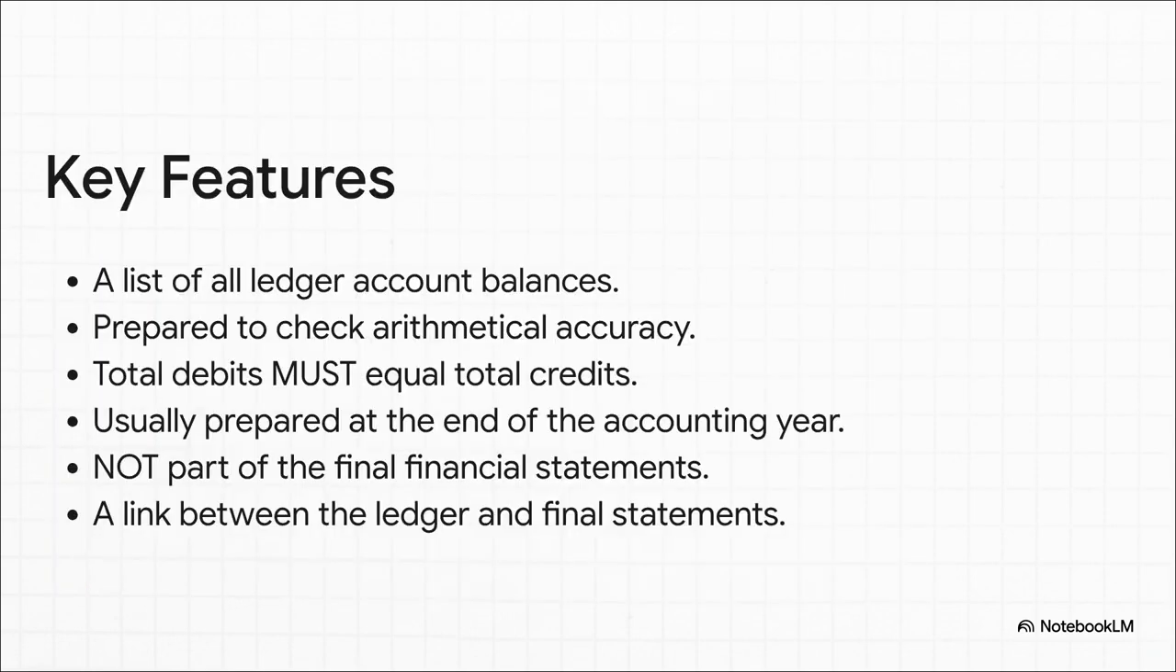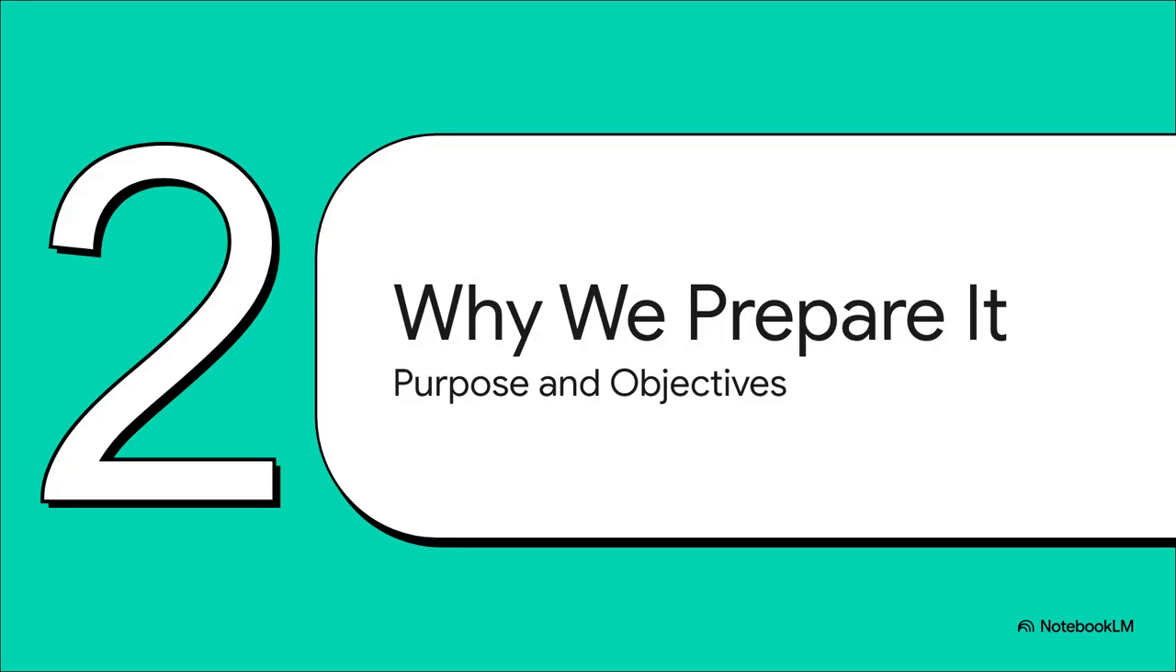Now, this slide is gold for your exam because these bullet points are basically potential exam answers. So remember, it's a list of balances. Its main purpose is just checking the math. Debits have to equal credits. And here's a big one. It is not a final financial statement itself. Think of it more like a bridge or a link that helps you get the numbers you need to create the final statements.